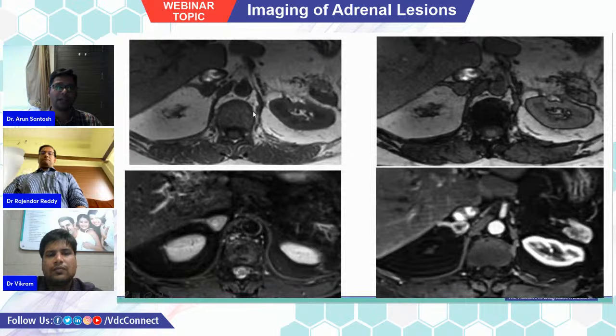This was a case of neurofibromatosis. Here the patient was incidentally found to have some lesion on the CT, and then MR was asked for. These are the in-phase and opposed-phase images. Here we can see an iso to hypointense lesion in the right adrenal gland.